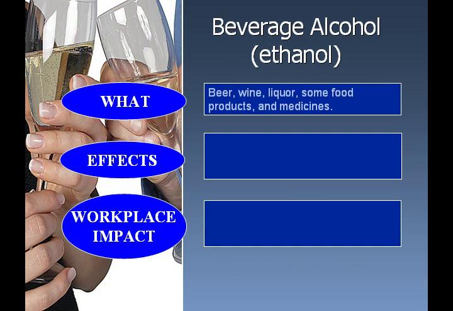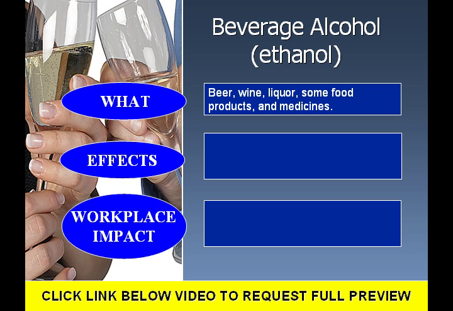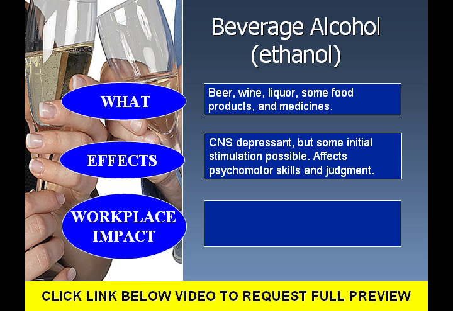Beverage alcohol is ethanol or ethyl alcohol and is found in beverages, foods, and food preparations, and many medicinal products. Alcohol is a central nervous system depressant, although some drinkers experience a stimulant effect from it.